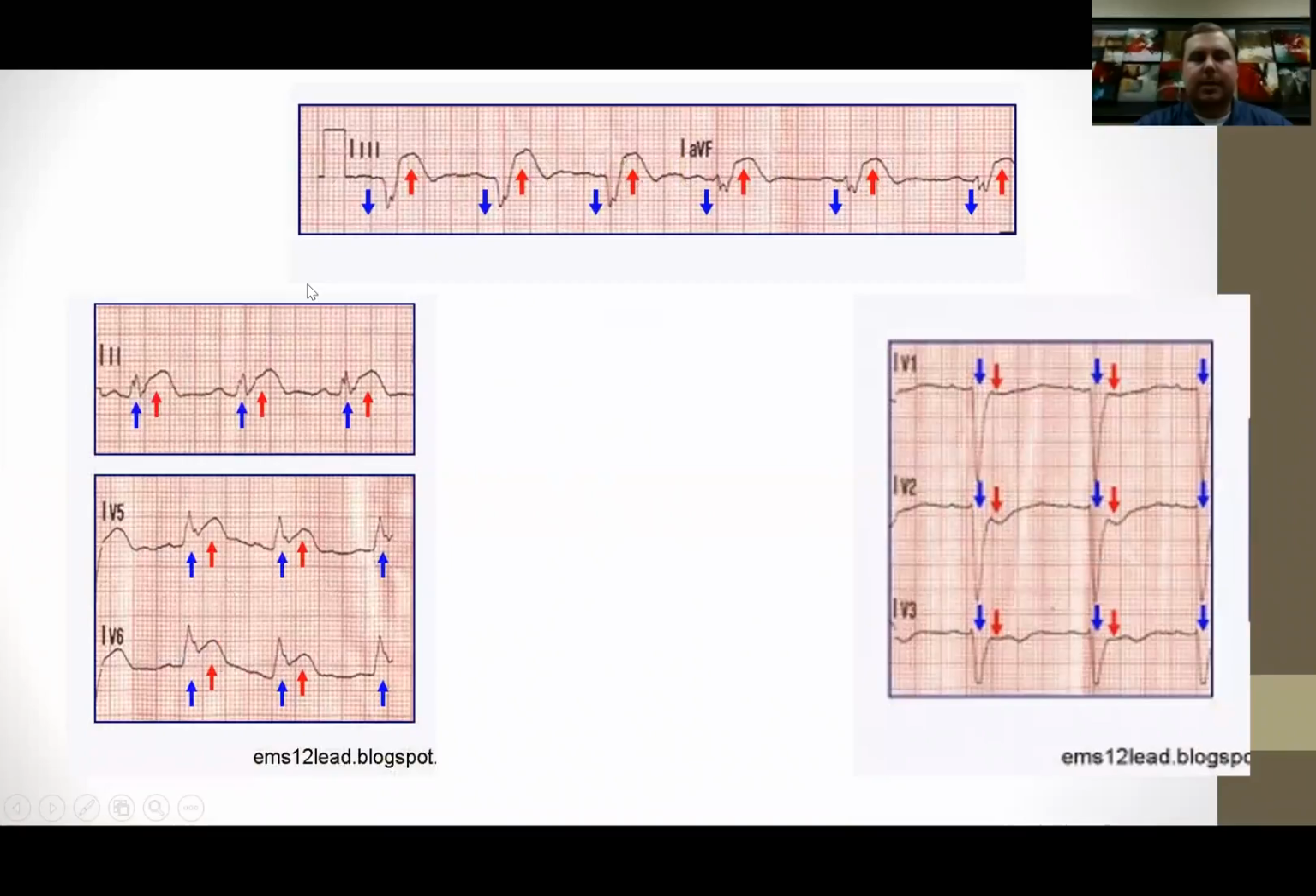There's a little visual representation. So we have down and then up. That's discordant, and it's excessively discordant. And then we had elevation that is concordant, and depression that is concordant as well.